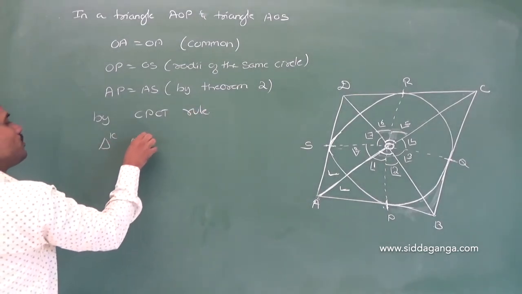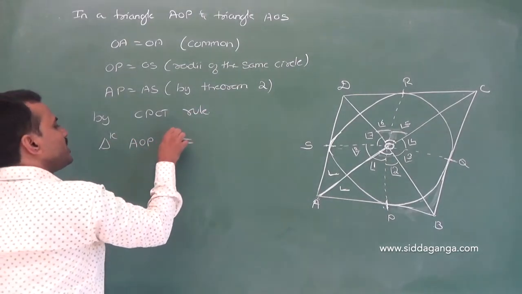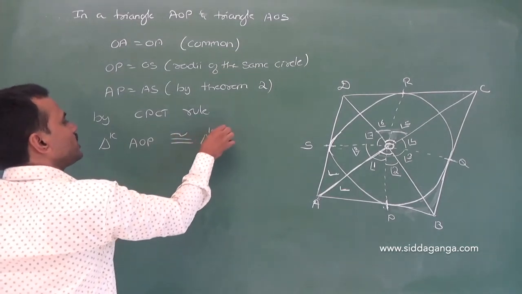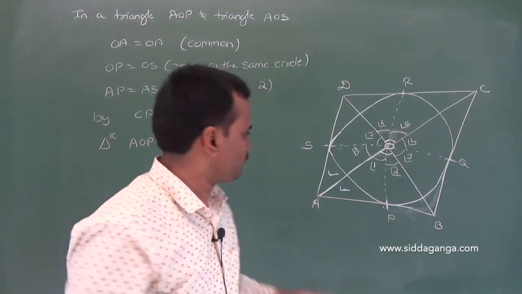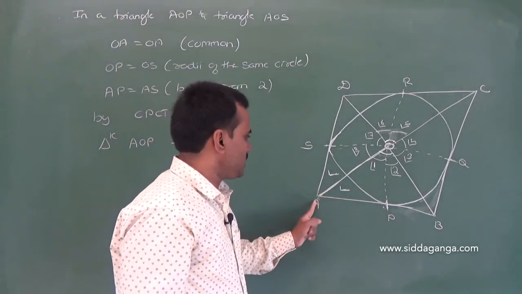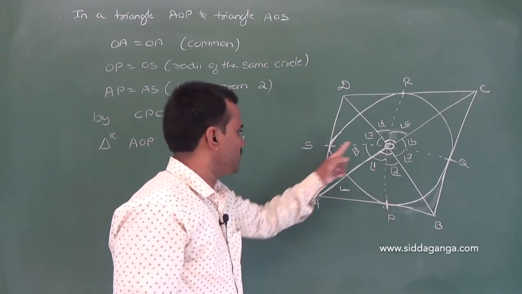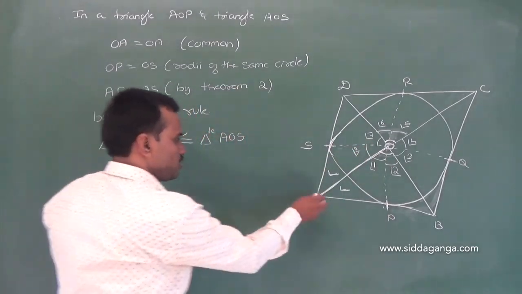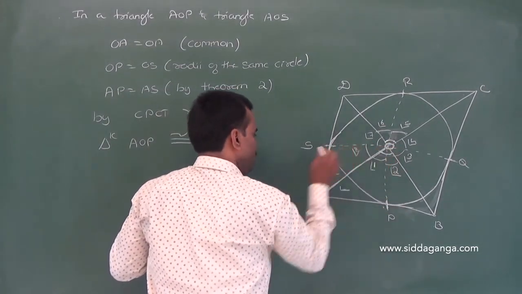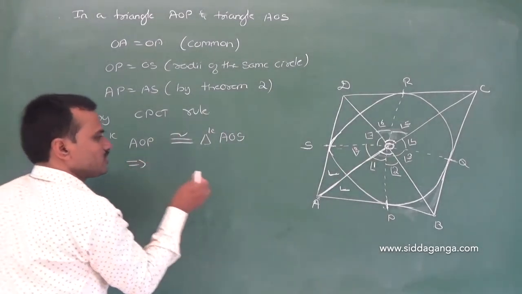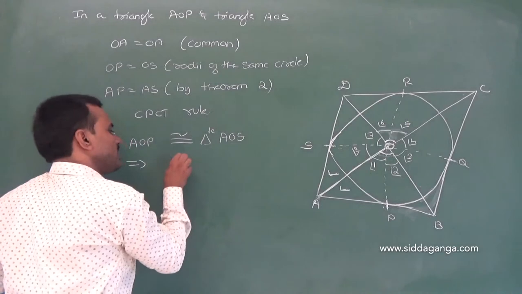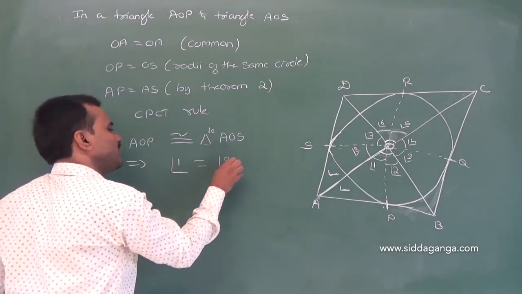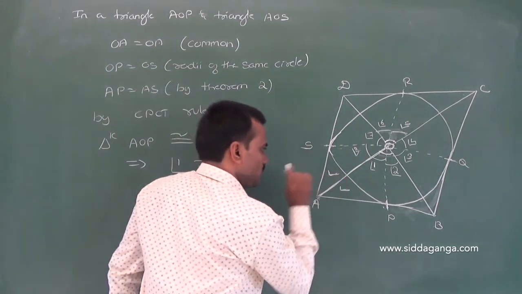triangle AOP is congruent to triangle AOS, according to the CBSE rule. That implies, observe carefully, angle 1 is equal to angle 8. Angle 1 is equal to angle 8. These two are over.